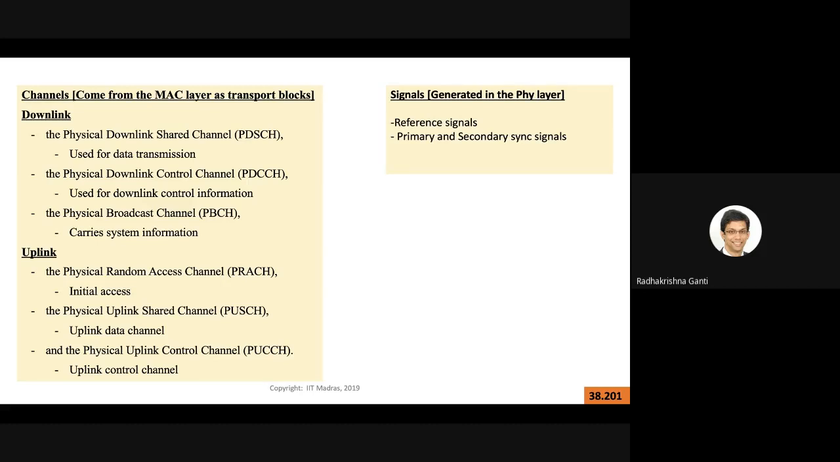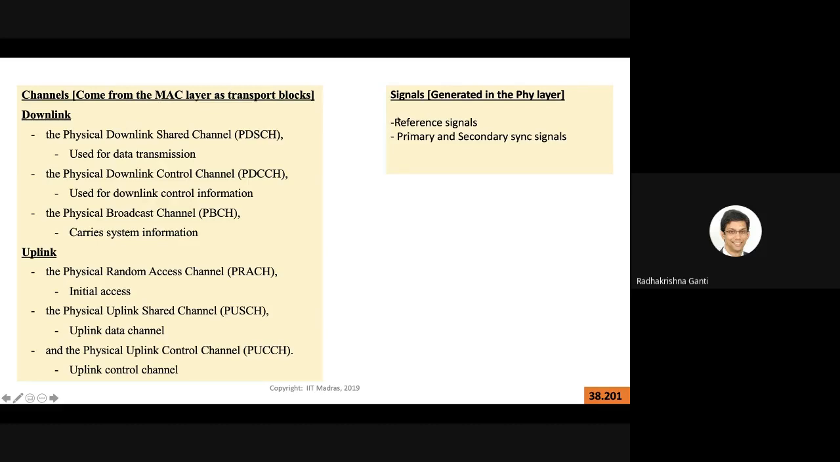They come from the MAC layer as something called a transport block. A transport block is nothing but a big chunk of bits. Okay, we're going to deal with that later. But a transport block is a big chunk of bits that comes from the MAC layer. So channels are something that always come from the MAC layer.